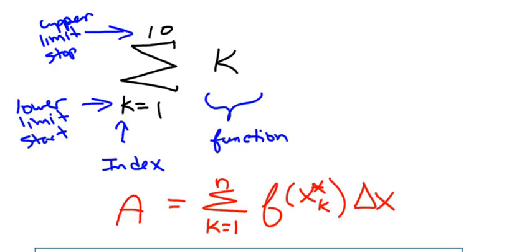5.2 area under the curves, approximating area under curves, part 3. We're going to use Riemann sums. This is a sigma notation.